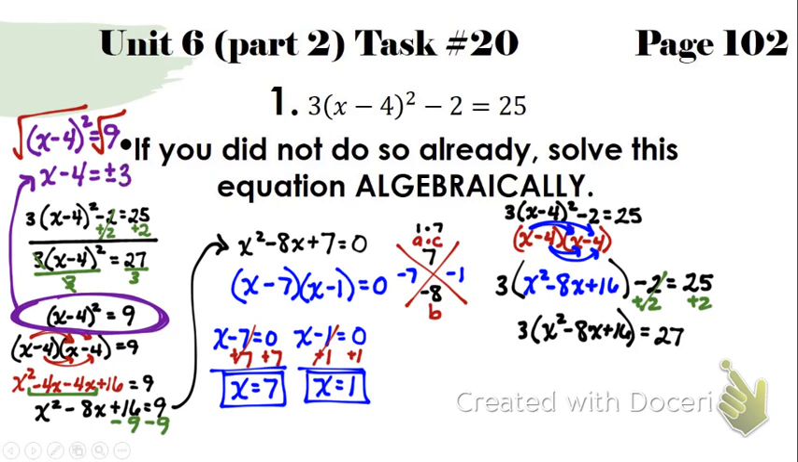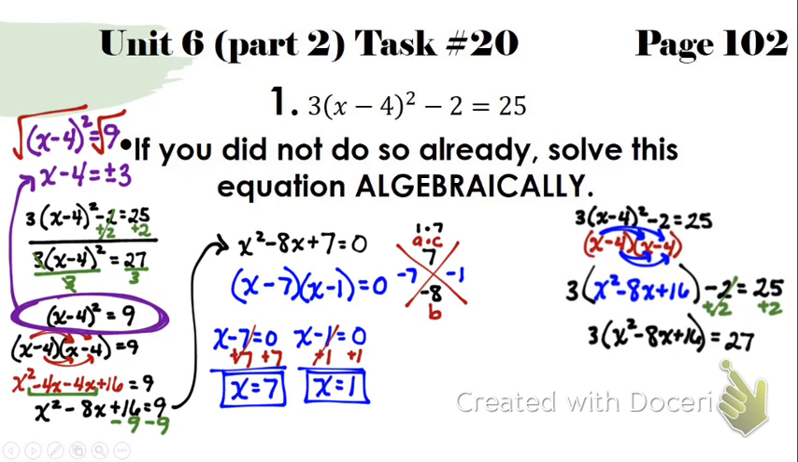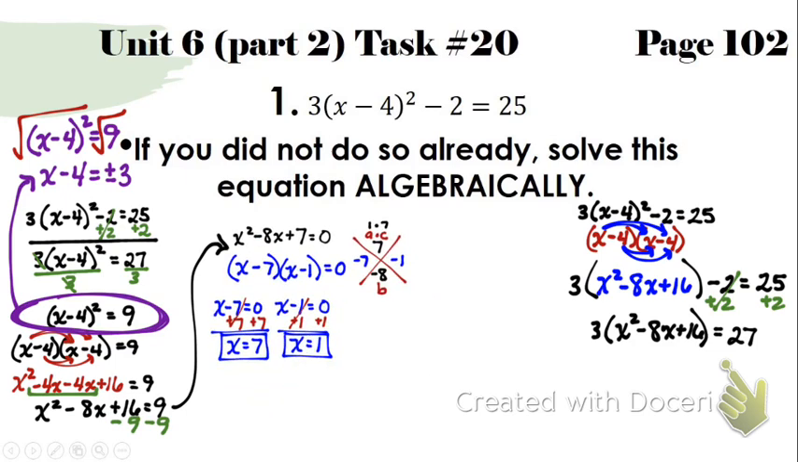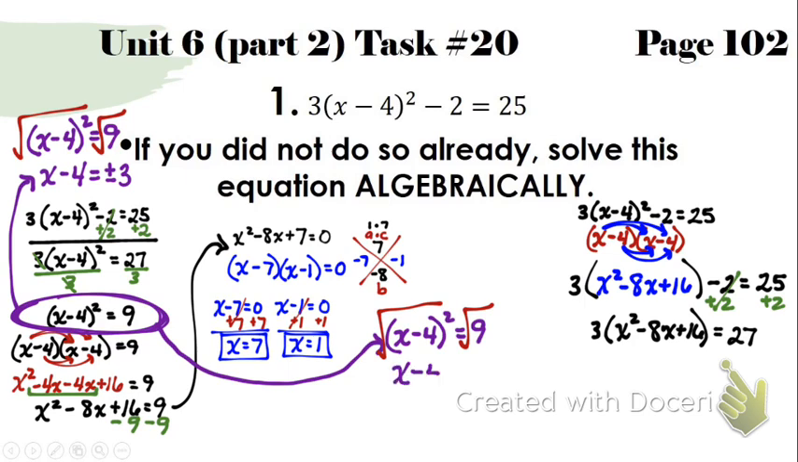I feel like I need some more room here. I'm carving out some room over here so that I can do this, because I don't like it up there. All right, so x minus 4 squared equals 9. Square root it. x minus 4 equals plus or minus 3.